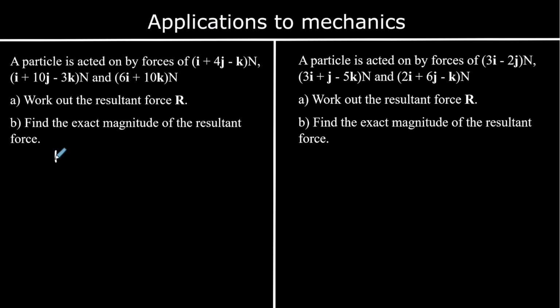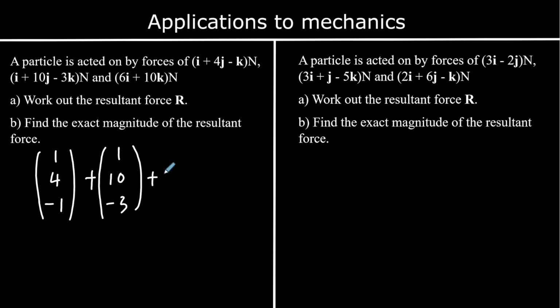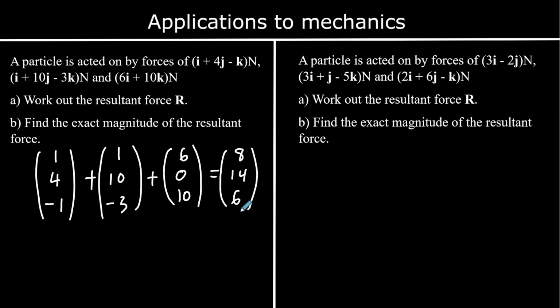So the first one, we've got 1 in the i direction, 4 in the j, and -1 in the k. The second one, we've got 1, 10, -3. And the last one, we've got 6 in the i, we've got 0 in the j, and 10 in the k. So add them all up, we have 8, 14, 6. So the resultant force is 8i plus 14j plus 6k.